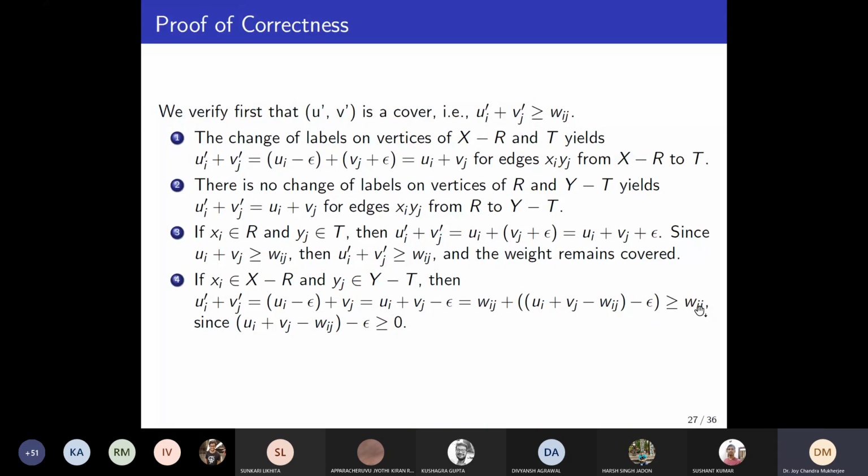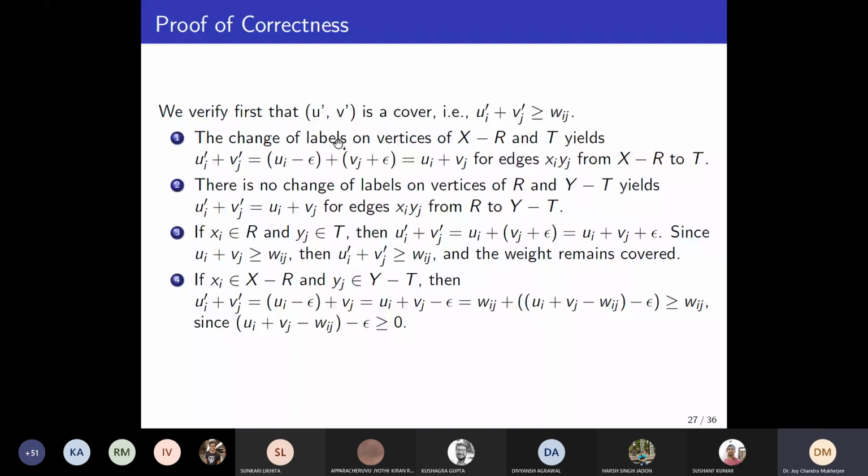So in all cases we find that we get a reduced cover, but more edges are introduced while the cover condition is not violated. So that is the proof of why we do this.